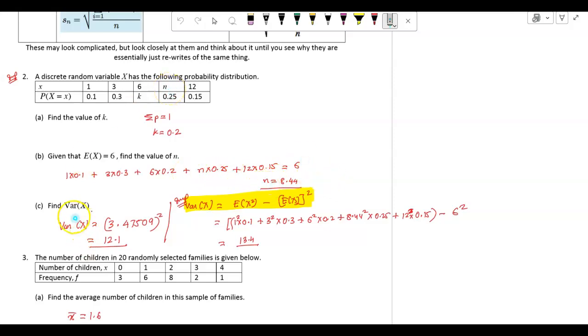Okay. Variance. Now this is the formula for variance. It's there in your formula booklet as well. Variance of x is the expectation of x square minus the expectation of x, the whole square. It's there in your formula booklet, in the new formula booklet, under statistics and probability.